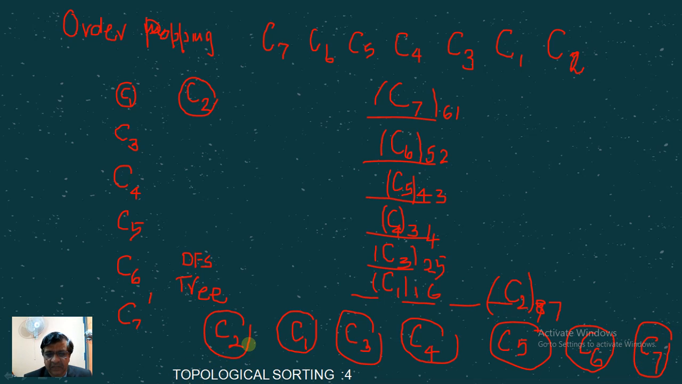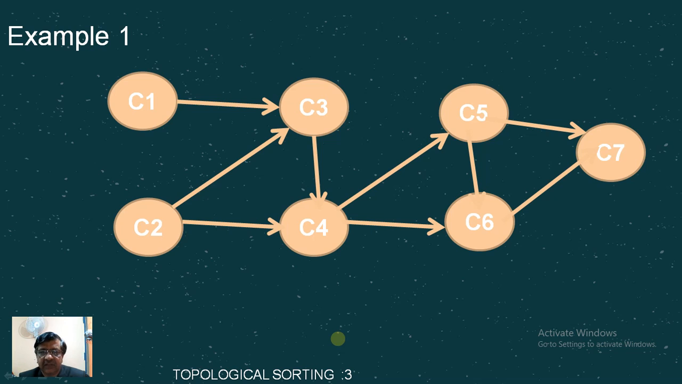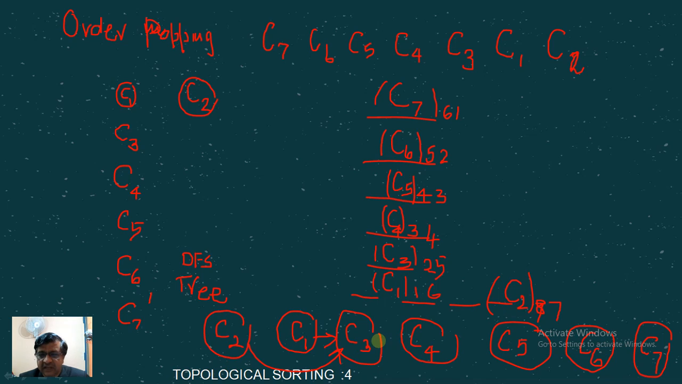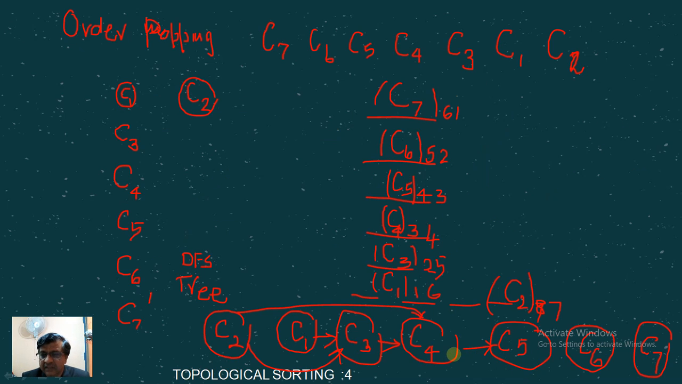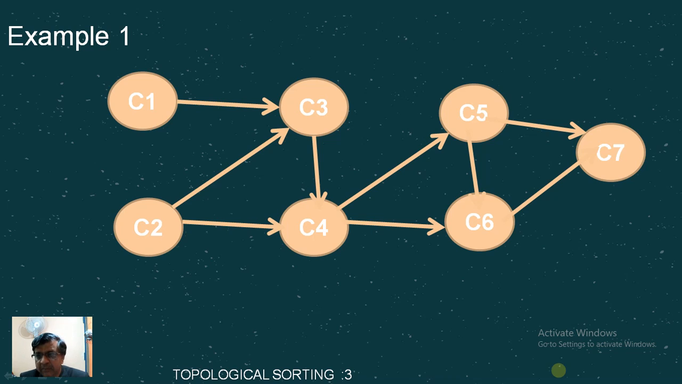Now you can see C2 to C3 is connected, C1 to C3 is connected, and C3 to C4, C2 to C4 is also connected. C4 to C5 is connected, C4 to C6 is also connected. Okay, you have to show the arrows like this, otherwise it becomes incomplete.